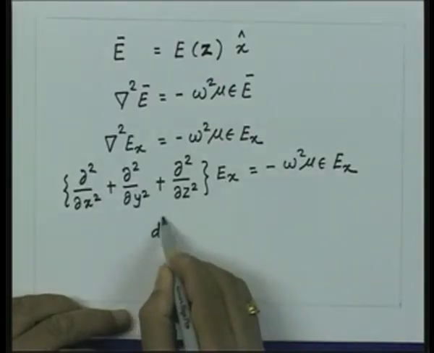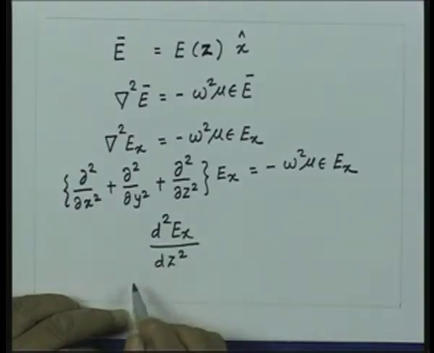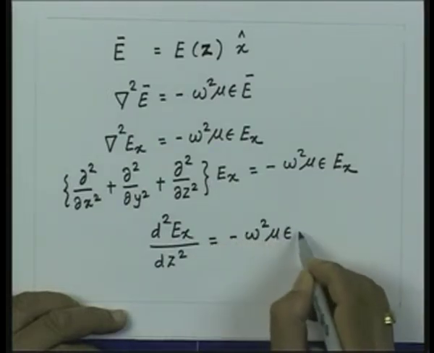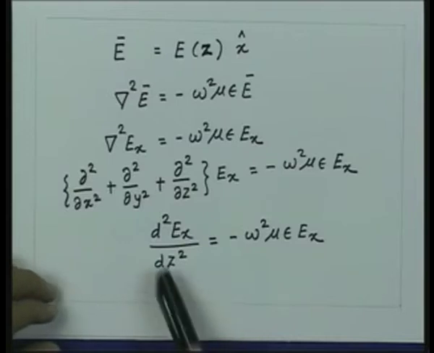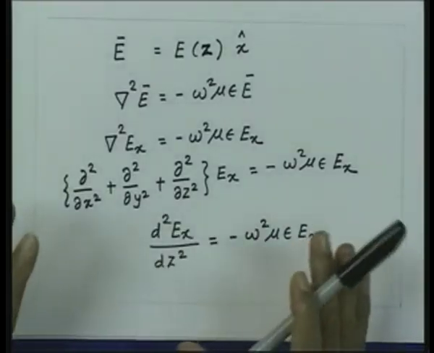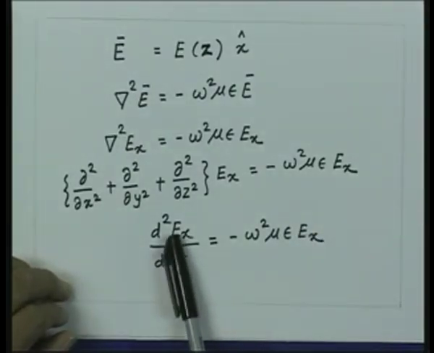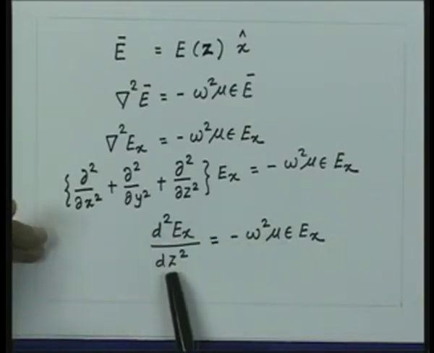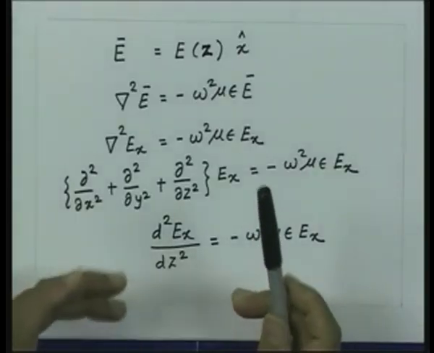So, we can write this as d2 Ex by dz square equal to minus omega square mu epsilon into Ex. This equation is identical to the equation we had got for the transmission line, because this is now a one dimensional case. We are simply saying this quantity Ex is a scalar quantity. This is a second derivative in space, that is what we used to get for transmission lines. So, if I replace Ex by V, I get the equation for the transmission line.